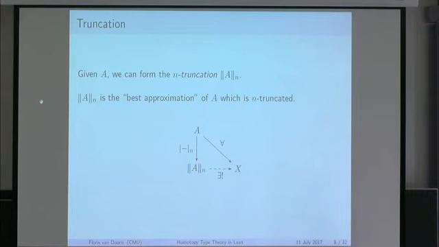So this is sort of, you take a type and you push it down to the end truncated level. And you do that by forgetting all the higher structure in the type.